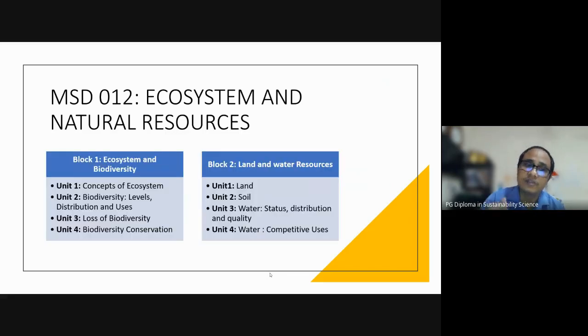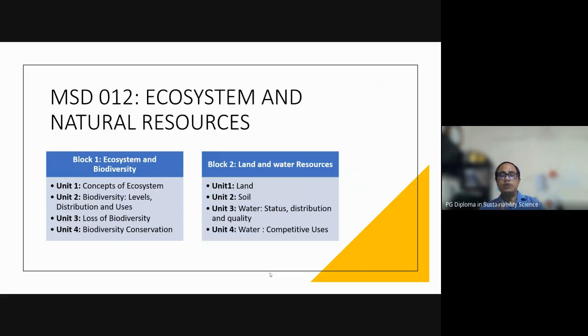I will not explain so much. What I want to say here is that you may be from different backgrounds, some from an ecological background, others from sociology and so on. The units are structured and written in such a way that the writers keep in mind that they will be studied, read, and learned by people from different disciplines.